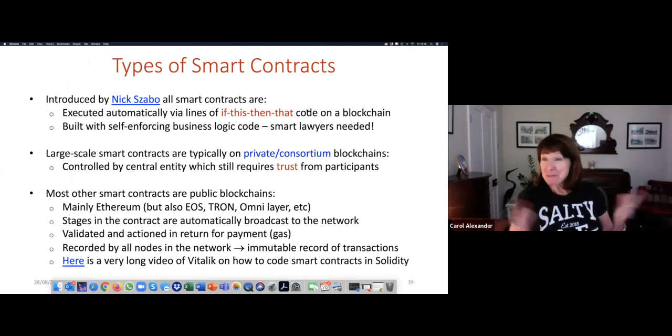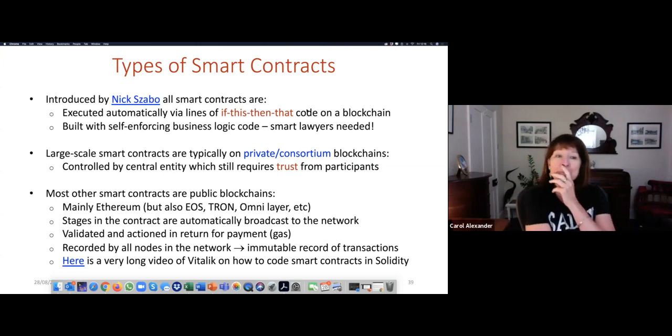Nobody's saying. Lots of people are claiming to be Satoshi Nakamoto, but we still don't know who it is, or maybe it was a group of people, I don't know. Anyway, a smart contract is executed automatically via lines of if this, then that code on a blockchain. So you need very, very careful, smart lawyers that go through every possible if this, then that eventuality. So the logic needs to be very well thought through to make sure that it's robust.